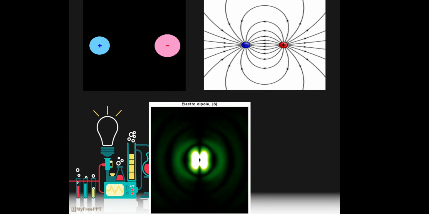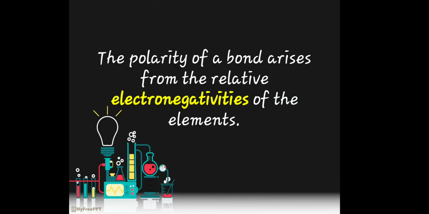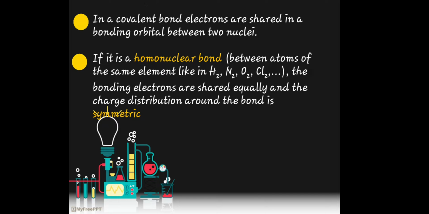Okay, next, the polarity of the bond arises from the relative electronegativities of the elements. In a covalent bond, electrons are shared in a bonding orbital between the two nuclei. We already discussed the different types of chemical bonding, and one of them is the covalent bond. When we say covalent bond, the electrons are shared. There is no such thing as acceptors, but always sharing. A covalent bond just shares.